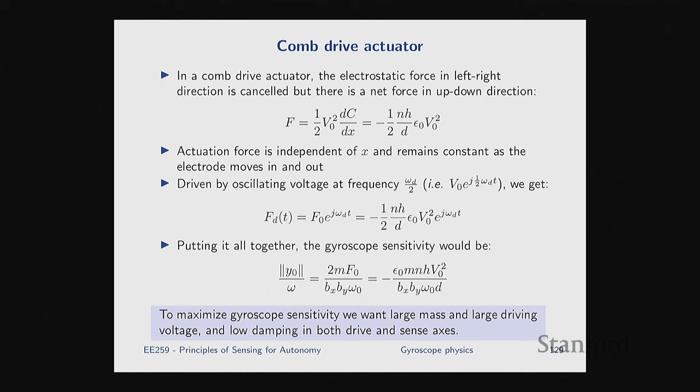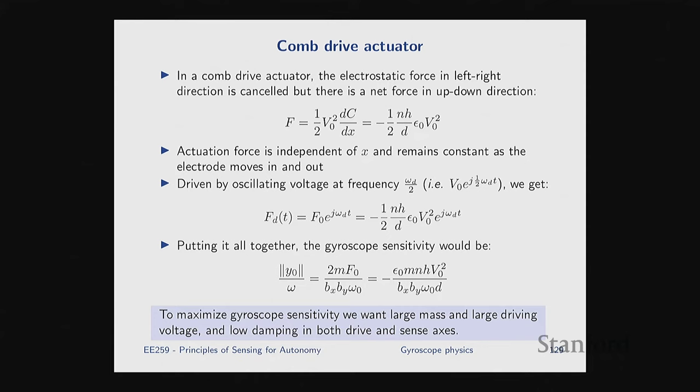So our analysis is now essentially complete. If you remember, a few slides back we derived this expression for the sensitivity of the gyroscope, but we didn't say what F0, your drive force, was. Now we have an expression for F0. Essentially, your F0 with this comb drive structure driven with a pure harmonic is given by N H over D times minus 1/2 epsilon 0 V0 squared. Plug everything in, and this is your final expression for the sensitivity of your vibratory gyroscope.